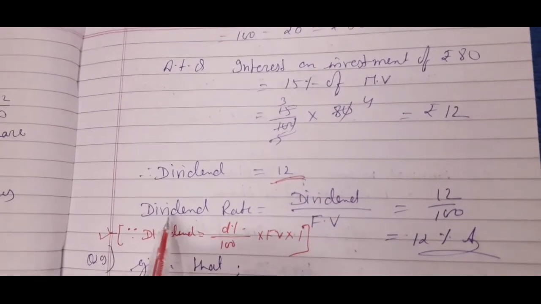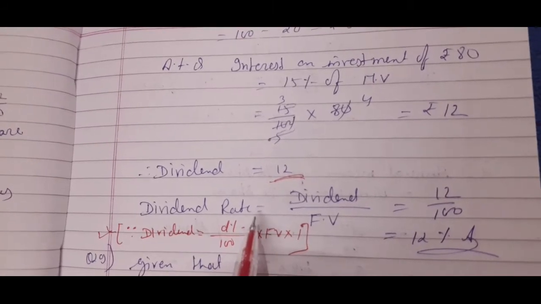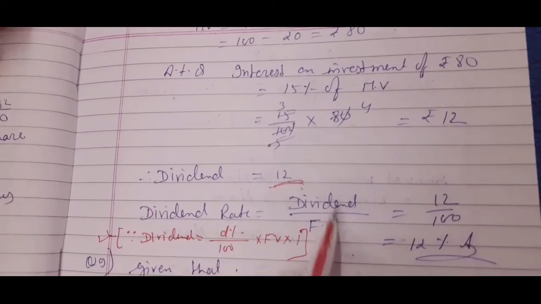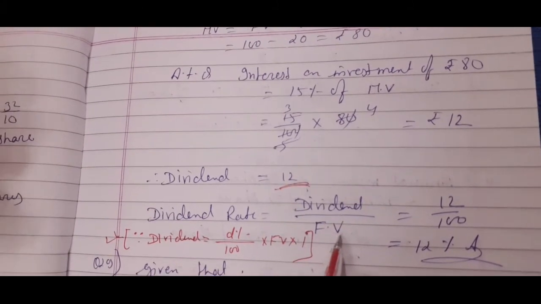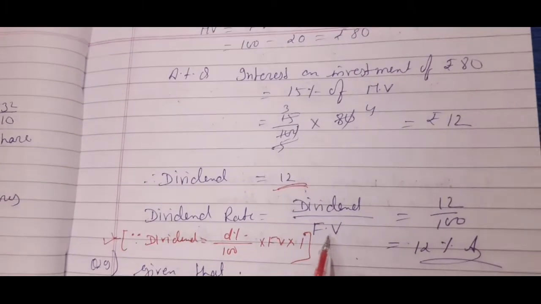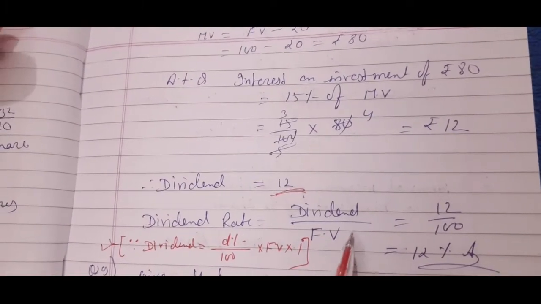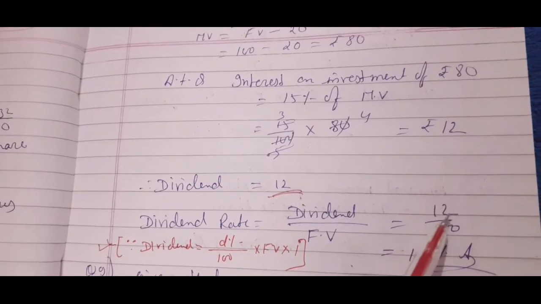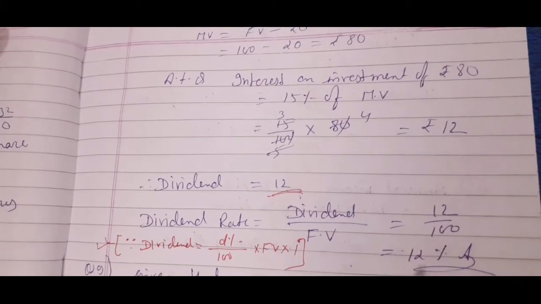Similarly, dividend percent and dividend rate are the same thing. Dividend rate or dividend percent is dividend upon face value, because face value is the base here, like cost price. In profit and loss we write cost price, not selling price. Similarly we have written dividend upon face value. So 12 rupees out of 100 is the profit, so it is 12%.